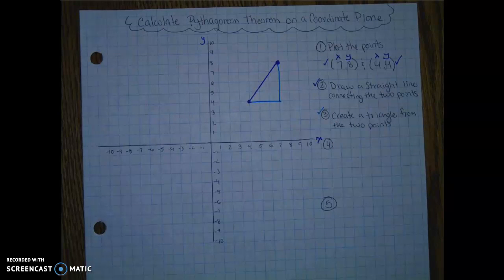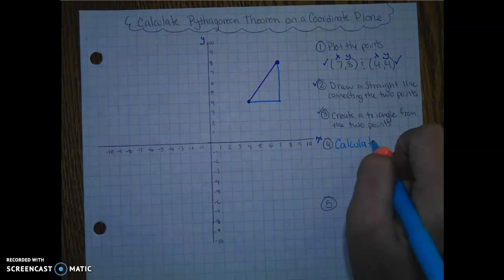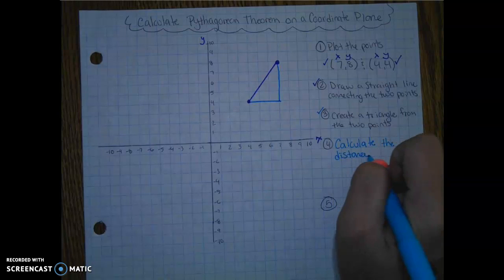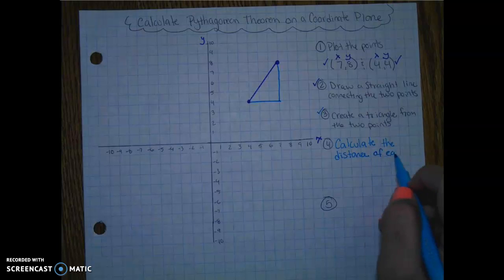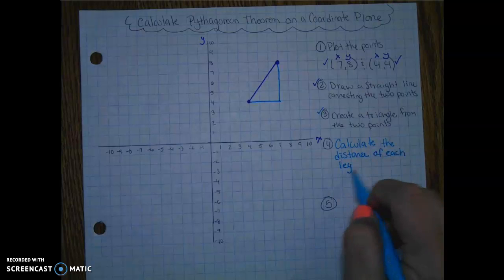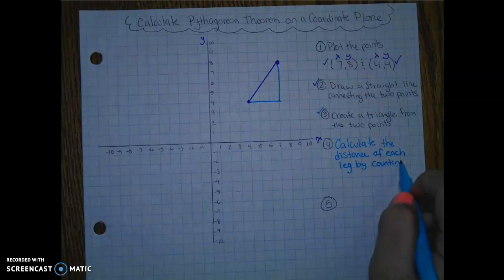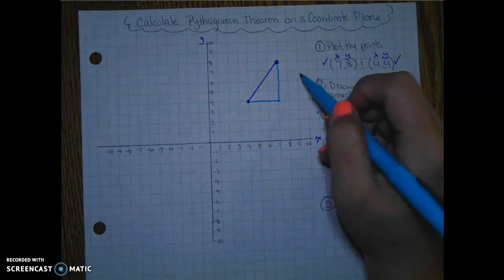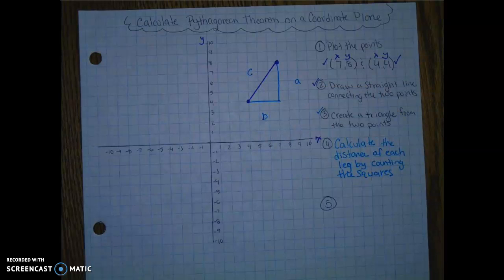So for step 4, we're going to calculate the distance of each leg by counting the squares. So all I'm going to do is look at my legs right here. I know that this is A, so I'm going to label that A, and I'm going to label this one B, and I know that this is C because it's the longest side, right?